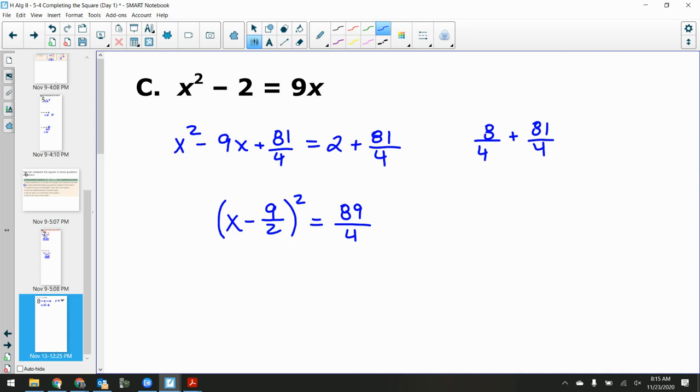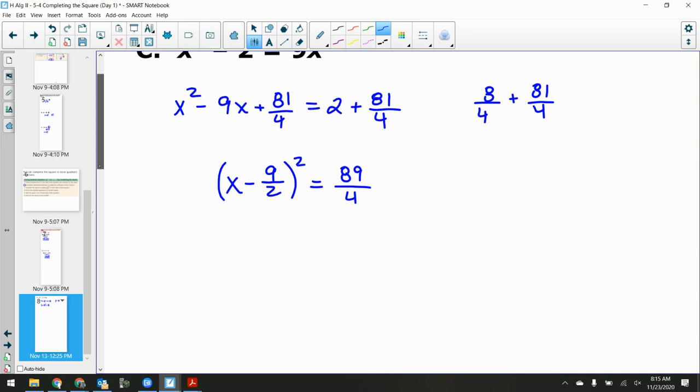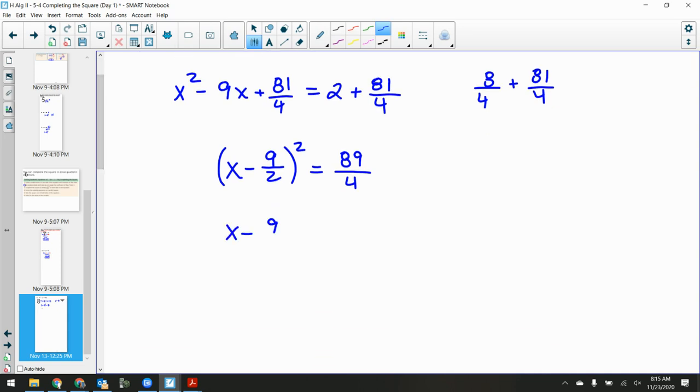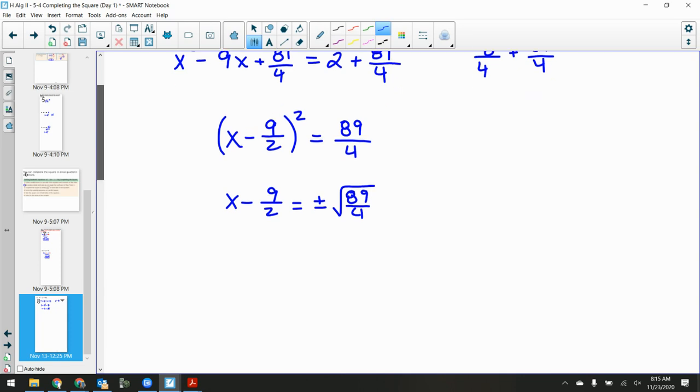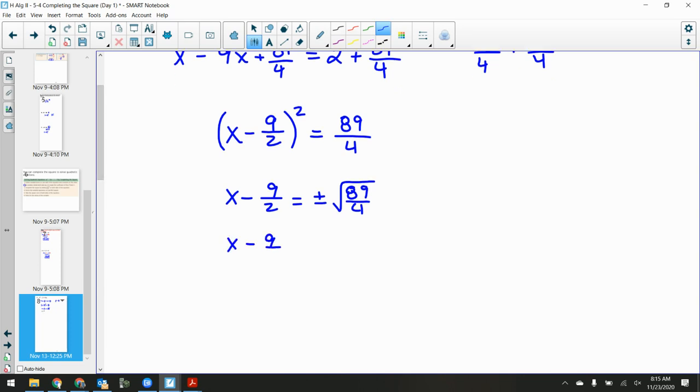Okay, now I square root the right side. I get x minus 9 over 2 is equal to plus or minus the square root of 89 over 4. But we learned back in chapter 1 that if I've got a fraction, I can separate that square root into both the numerator and the denominator of that fraction. So we can say x minus 9 halves is equal to plus or minus the square root of 89 over the square root of 4, which is just 2.